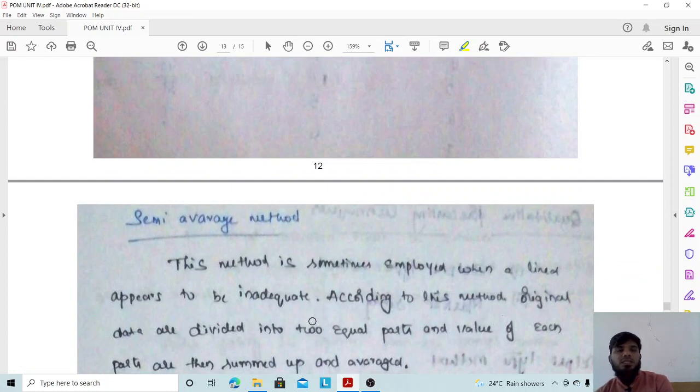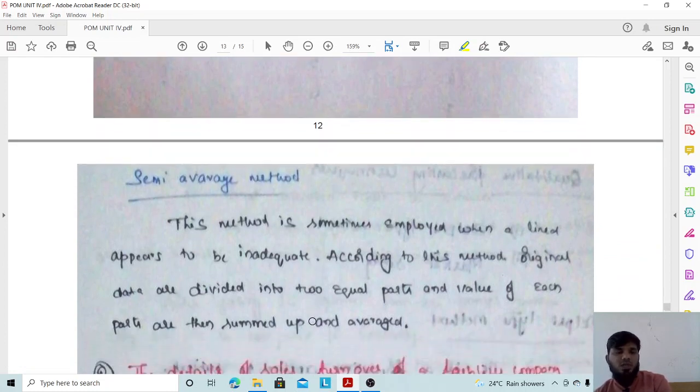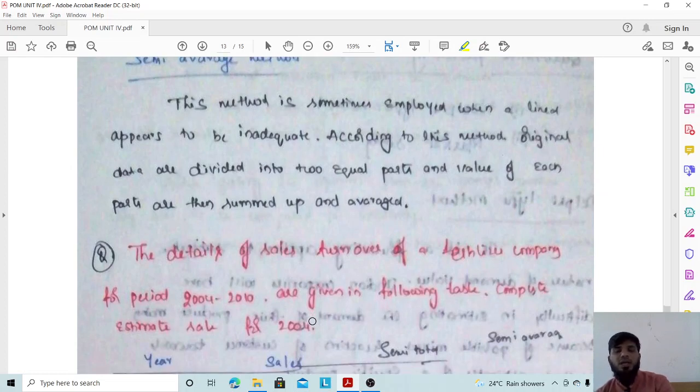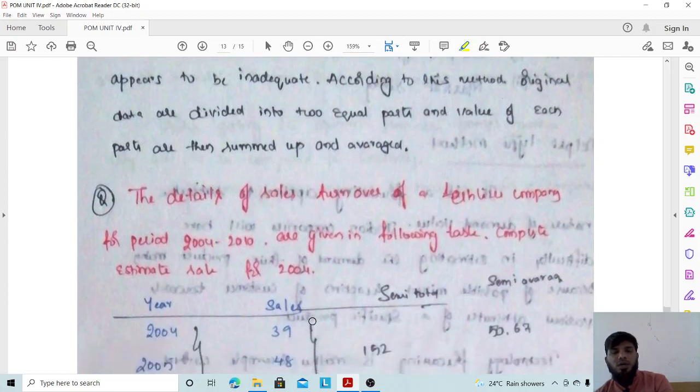Okay. Next is the semi averaging method. This is not that much important. This is actually given in the syllabus, but it is not required. This semi averaging method is nothing but, if you are having a particular time period, you will do averaging of the above terms, averaging of the below terms, and then you will try to calculate the value of this.